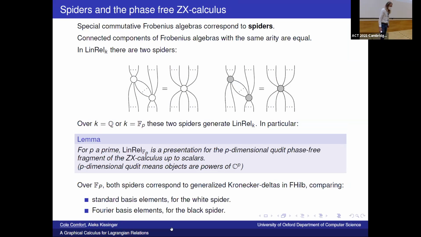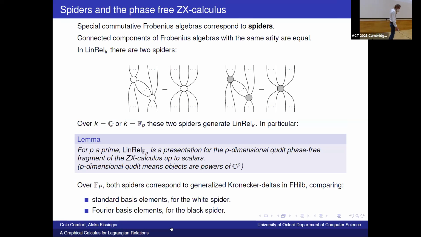Because there are these two Frobenius algebras in linear relations, you can use this notation called spiders. If you have a bunch of connected components of one Frobenius algebra, you can contract them all together, because any two connected components generated by a Frobenius algebra with the same arity are equal. So this is really helpful notation.